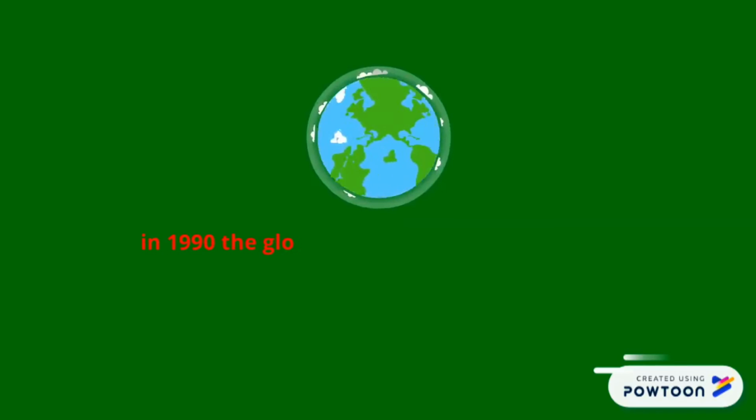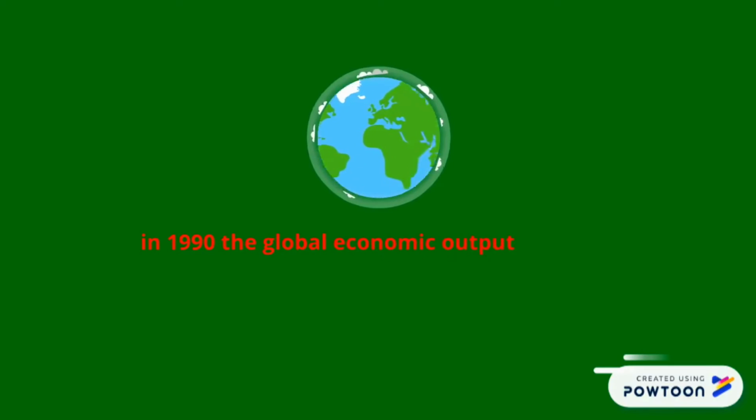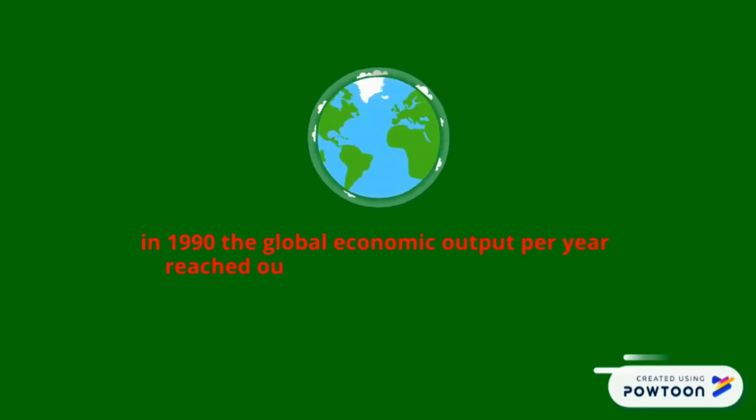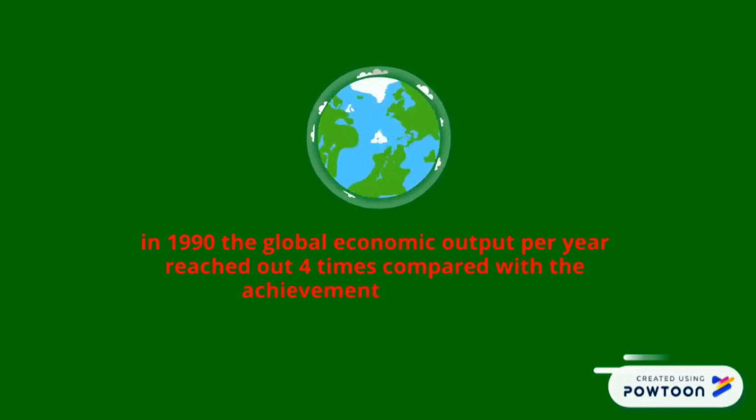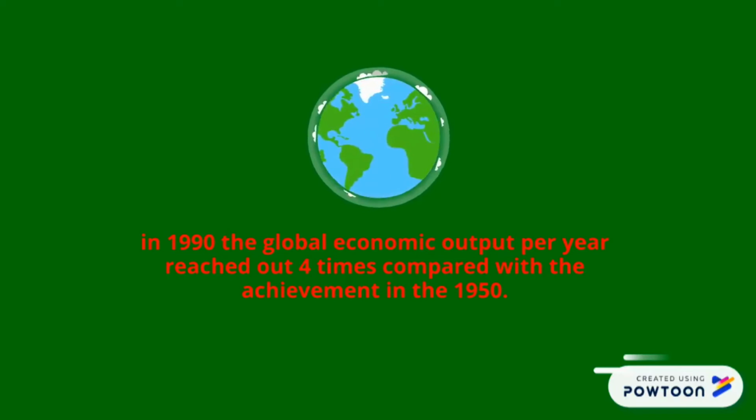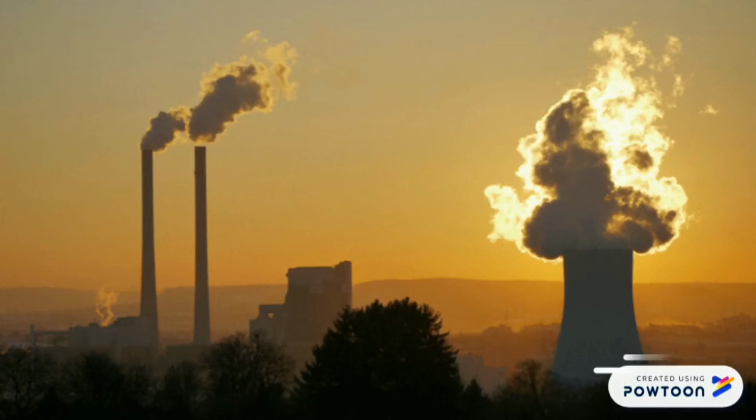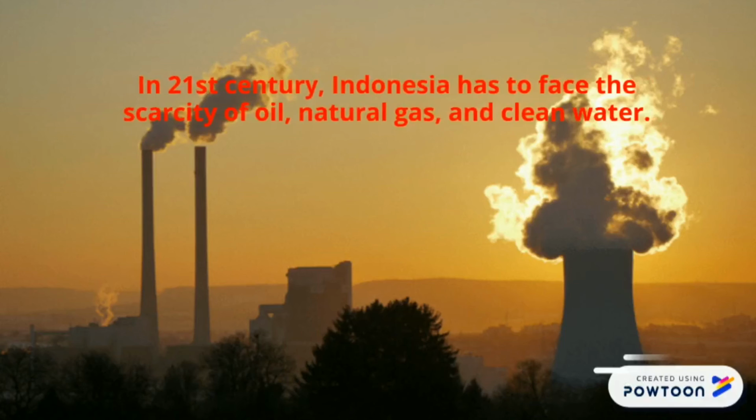It is said that in 1990, the global economic output per year reached 4 times compared with the achievement in 1950. If economic growth is truly a solution, the world should not experience a wider spread of poverty, environmental damage that is getting worse, and social disintegration known as violence. We also have a wrong perception about the carrying capacity of natural resources, which turns out to be limited, and even in the 21st century, Indonesia has to face the scarcity of oil, natural gas, and clean water.